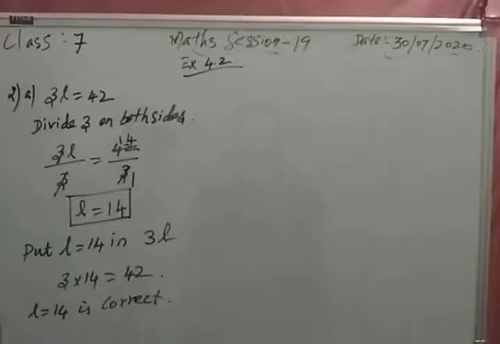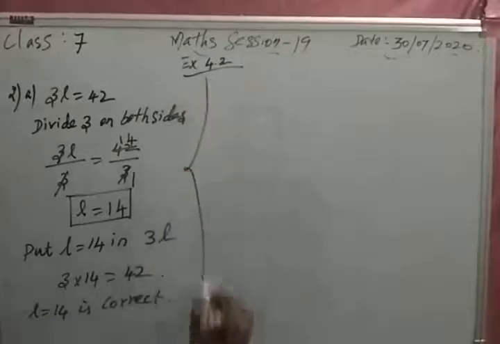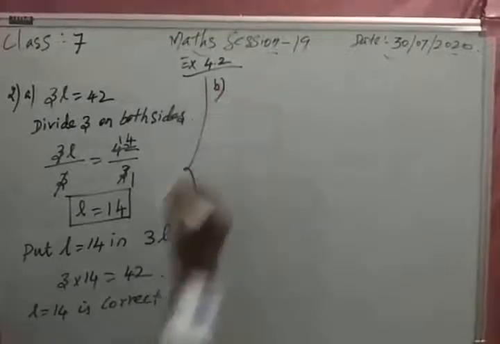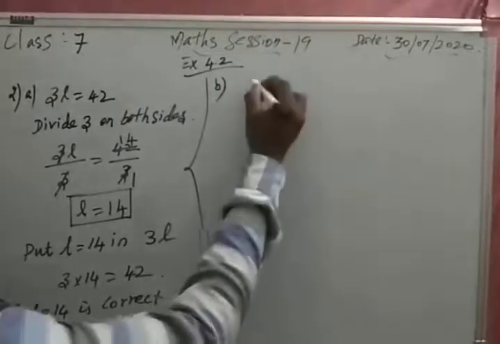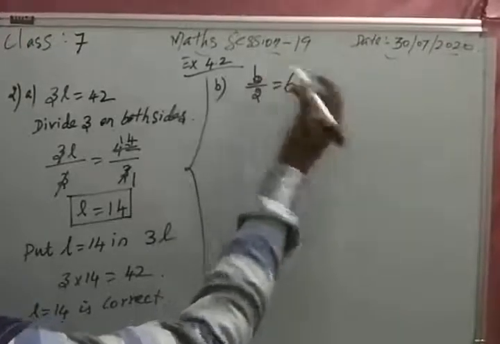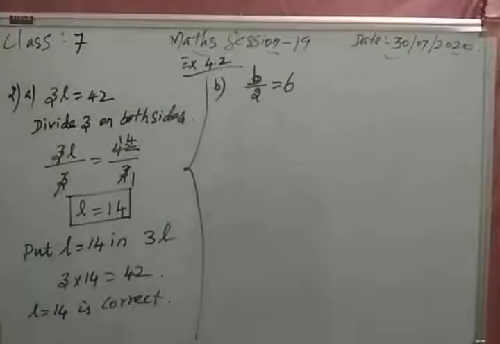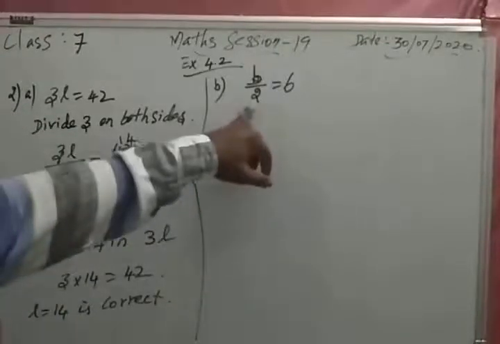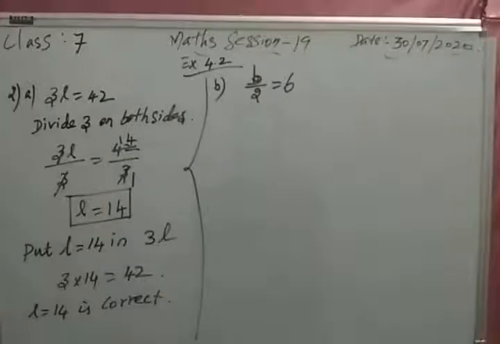Same way we go for B. What is the B they have given? They have given that B by 2 is equal to 6. Here they have given 3L, so multiplication, we divided by 3. Here they have given divided by 2, so what do we have to do? Just the opposite, multiply.